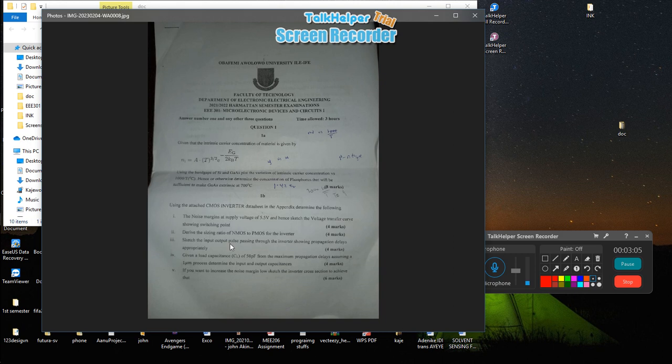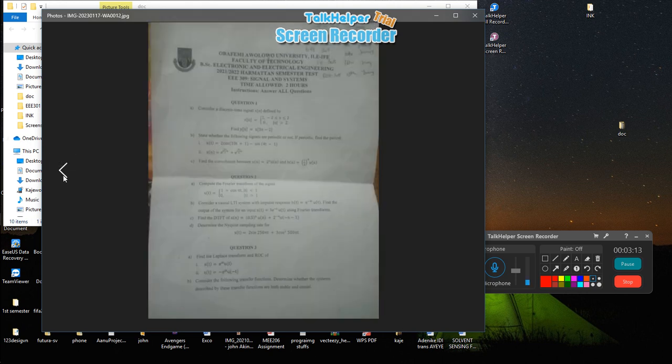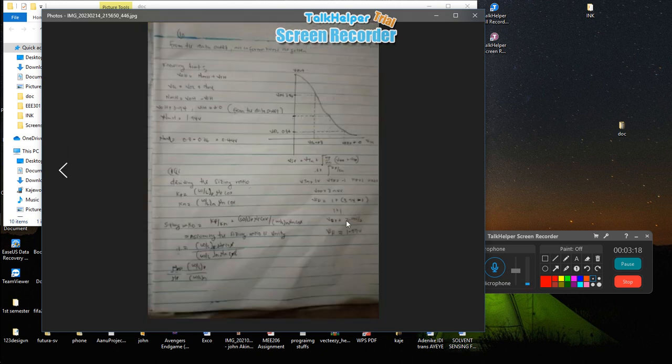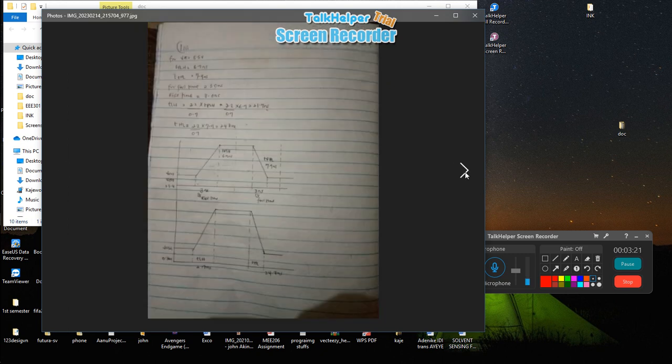Then they said we should sketch the input and output pulse passing through the inverter showing the propagation delay. So we took all this data from the data sheet, did the calculation, and calculated the propagation delay moving from low to high, and this is it from high to low. We got 6.9 nanoseconds and 7.9 nanoseconds from the data sheet. And this is the rise time and this is the fall time.